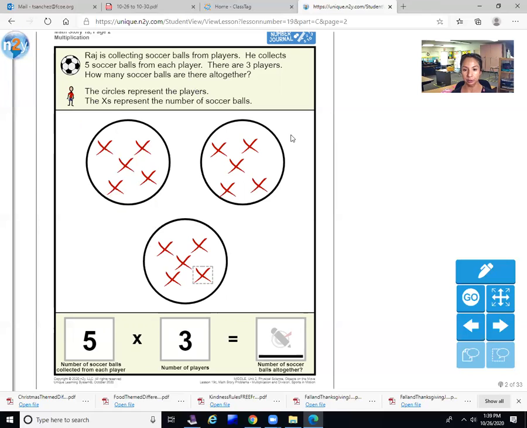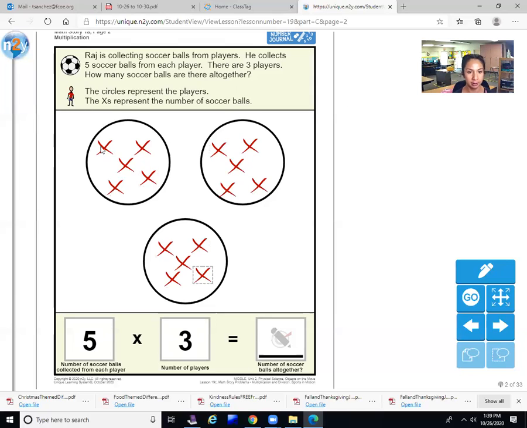Okay, but let's make sure. Do we have the same amount in every circle, which represents the player? Okay, so player 1 has 1, 2, 3, 4, 5 balls. Player 2 has 1, 2, 3, 4, 5. Is that the same? Yes. And player 3 has 1, 2, 3, 4, 5. Do all players have the same amount of X's or balls? Yes.